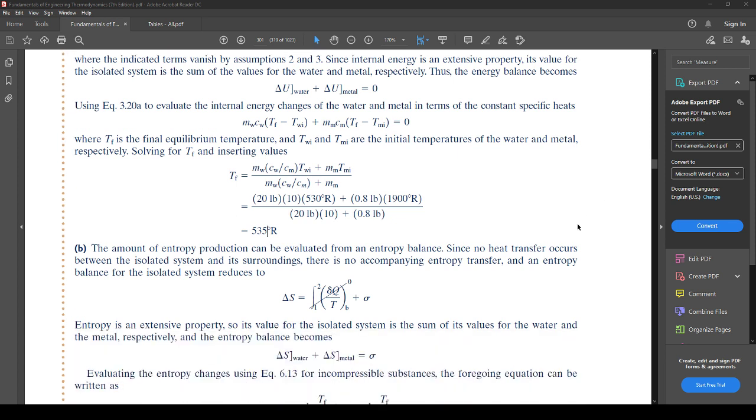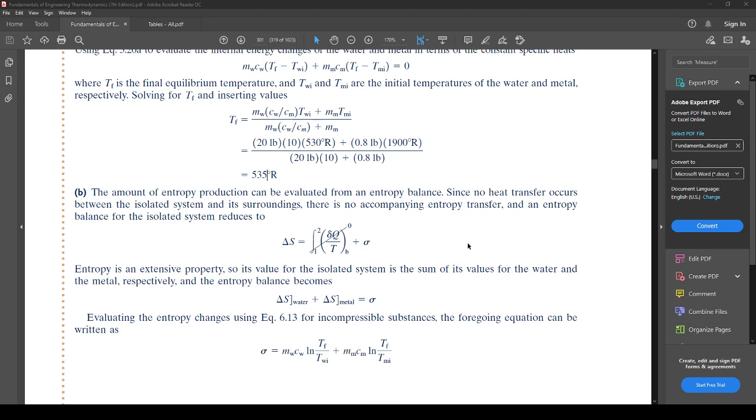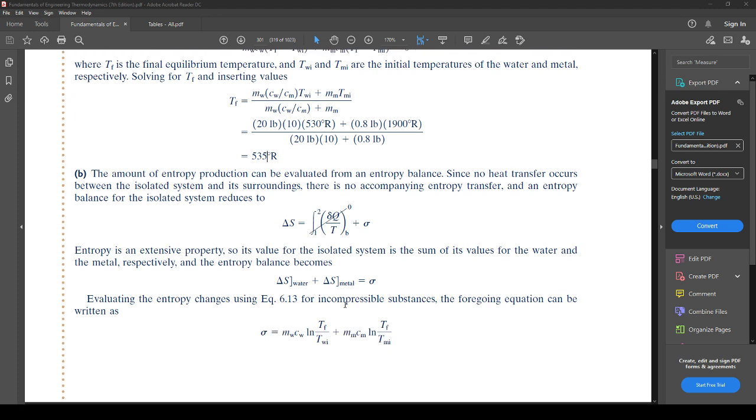Now let's look down here. It says, entropy is an extensive property, so its value for the isolated system is the sum of its values for the water and the metal, respectively, and the entropy balance becomes this. So we have broken this up into 2 parts. It is now delta S of the water plus delta S of the metal is equal to sigma. Okay? And now we move down here. Then it says, evaluating the entropy changes using equation 6.13 for incompressible substances, the foregoing equation can be written as this.